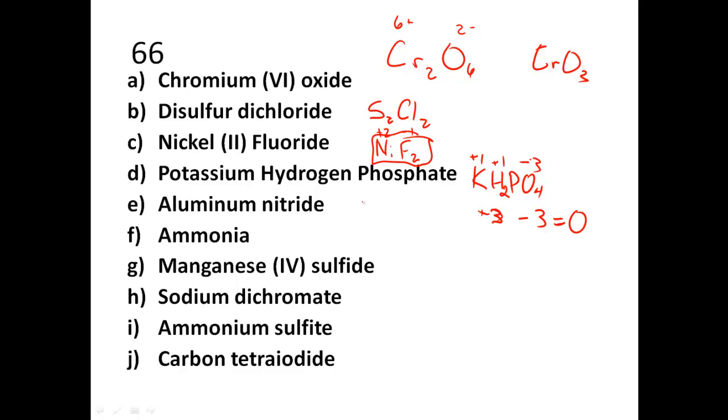Aluminum nitride, don't miss that. Aluminum is plus 3. Nitride is minus 3, but not nitrate or nitrite. Be sure you get that right. Ammonia is NH3, and that's a compound you should recognize by that name. You should recognize it as NH3. Okay. I think you can finish the rest of those.